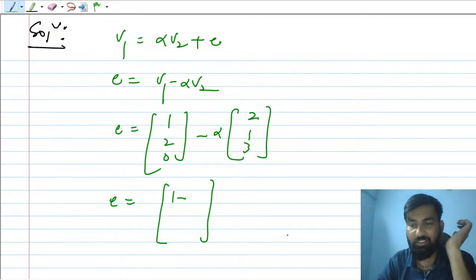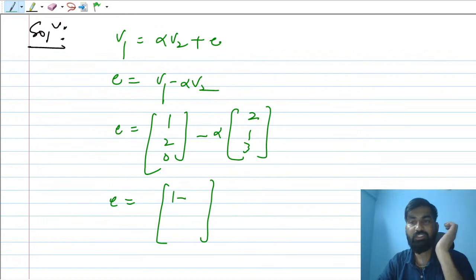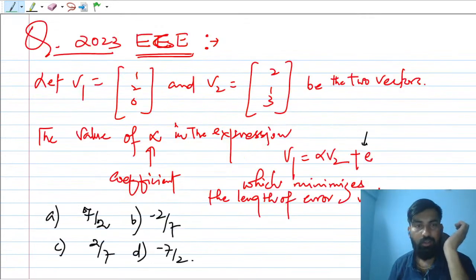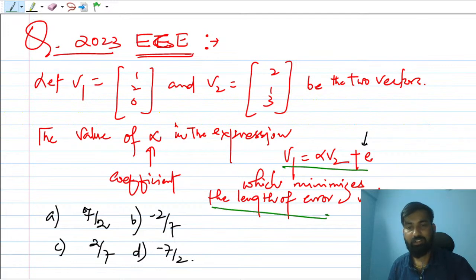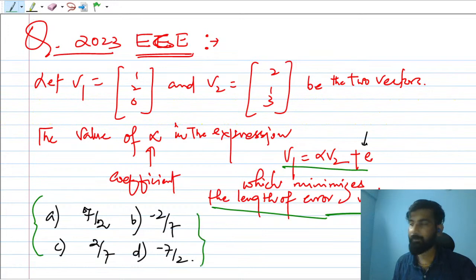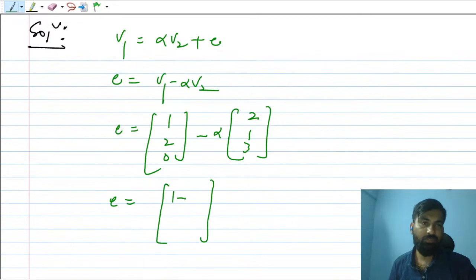Let me read the question again. The question says: let v1 and v2 be the two vectors, find the value of alpha in the expression. This coefficient alpha we have to find out. The expression is v1 equals alpha times v2 plus e, which minimizes the length of the error vectors. So these are the options. What we have to find out is the alpha.